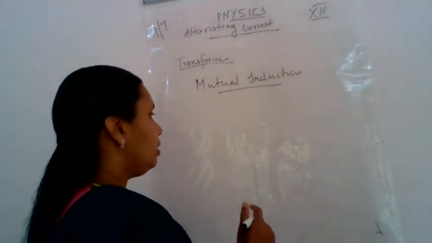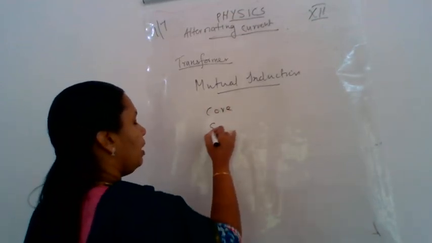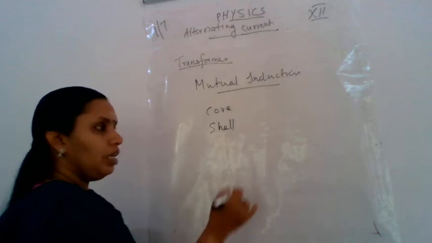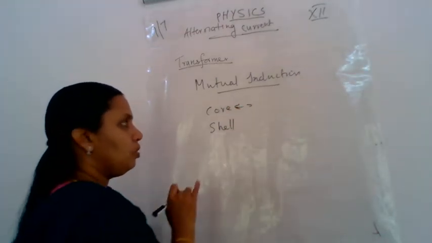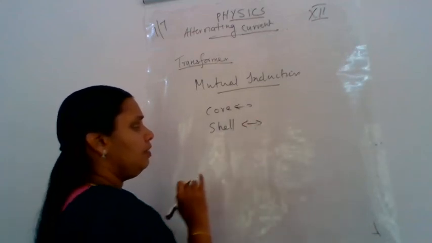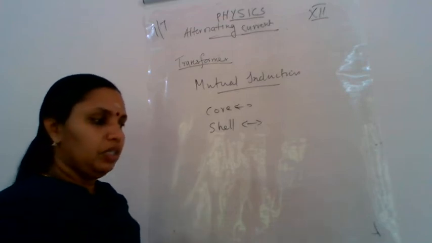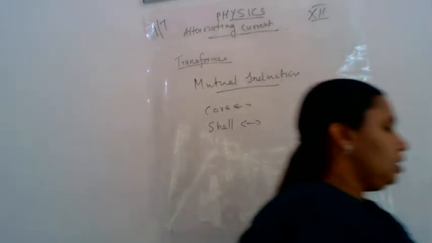Mainly there are two types of transformer: one is the core type transformer and the other is the shell type transformer. Nowadays the core type transformer is used, and inside electric devices like radio, TV and all, it is the shell type transformer. So what are core type and shell type?